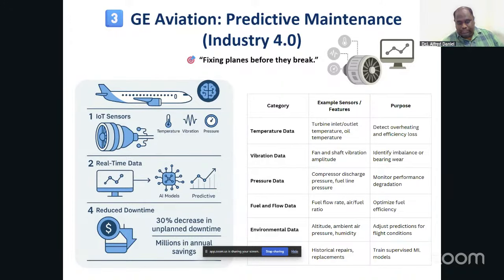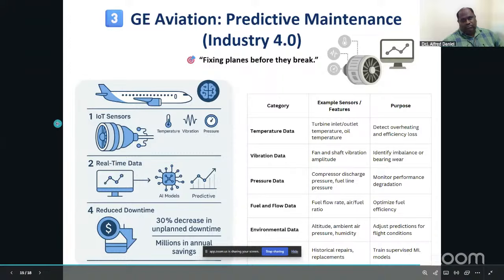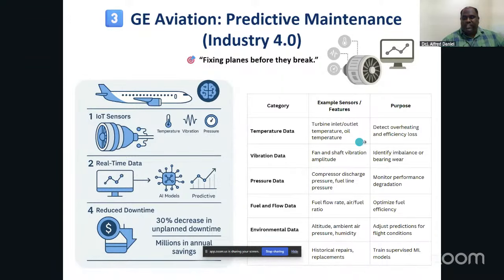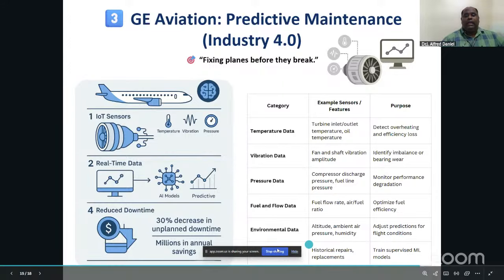Through the temperature data, the vibration data, and the pressure data, a real-time predictive analytics framework is used, through which they have attained reduced downtime. That is important. So what are all the categories? Temperature data is to detect overheating and efficiency loss, vibration data to identify imbalance and bearing wear, pressure data to monitor performance degradation, fuel and flow data to optimize fuel efficiency, and environmental data to adjust predictions for flight control. These are some of the categories of data and their purposes.